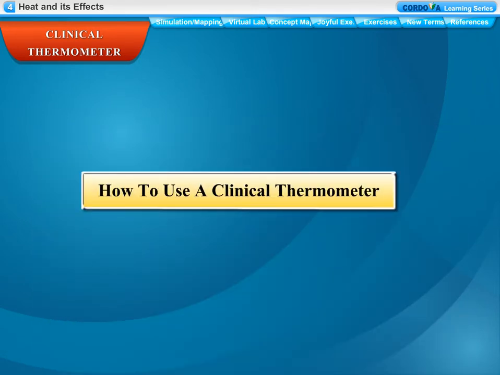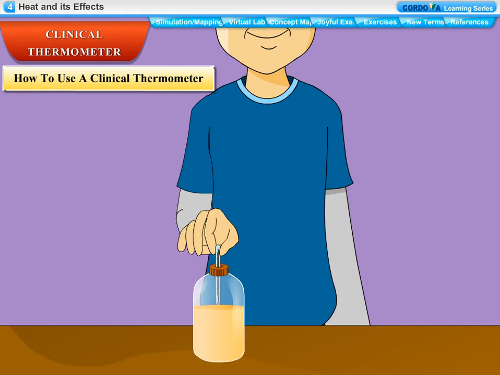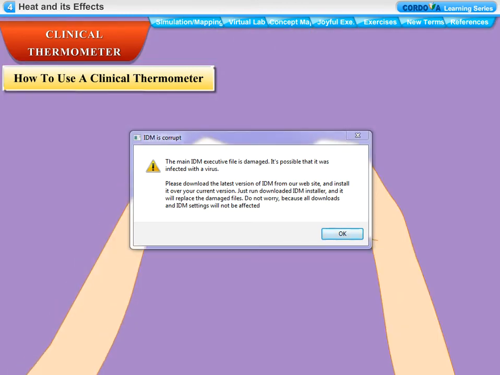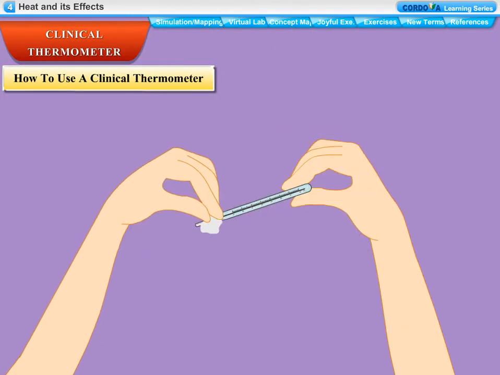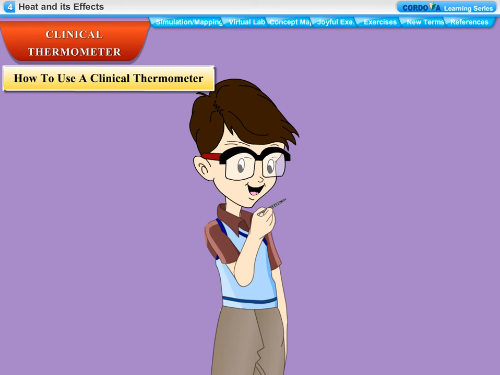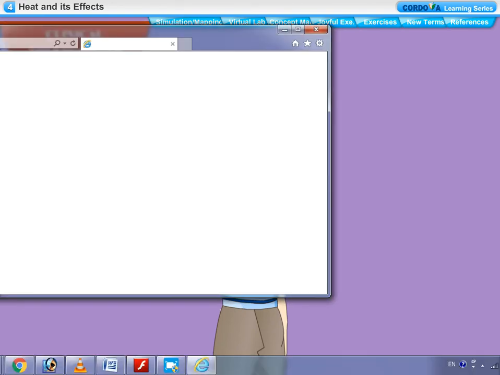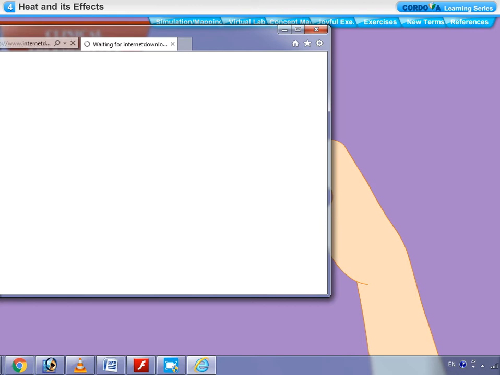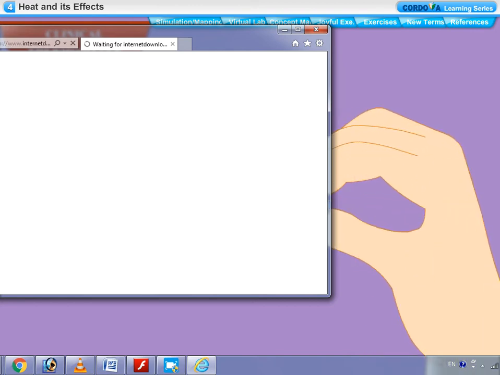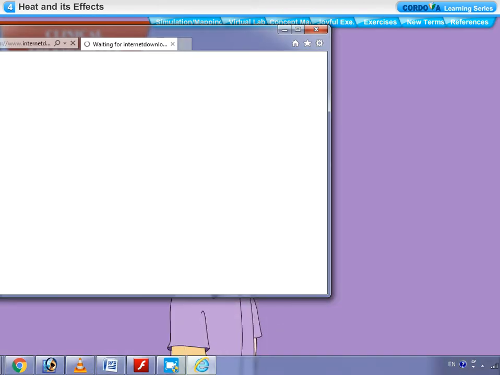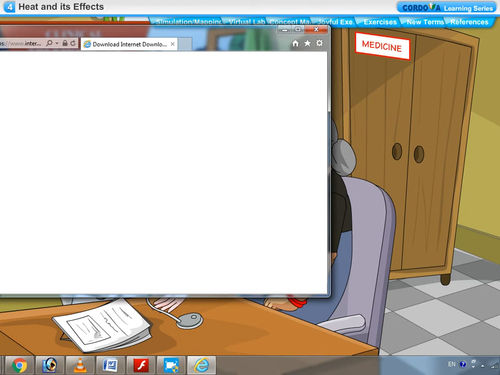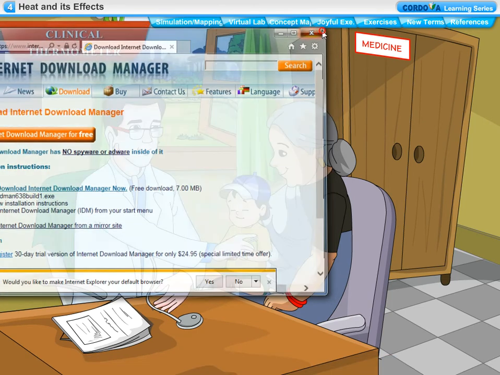How to use clinical thermometer? Before using, the thermometer should be washed preferably with an antiseptic solution and dried using a cotton swab. Hold the thermometer firmly and give it a few jerks. The jerks will bring the level of mercury below 35 degrees Celsius. Now, place the bulb of the thermometer under your tongue for about 2 minutes. In case of a child, place it below the armpit and not in the mouth.